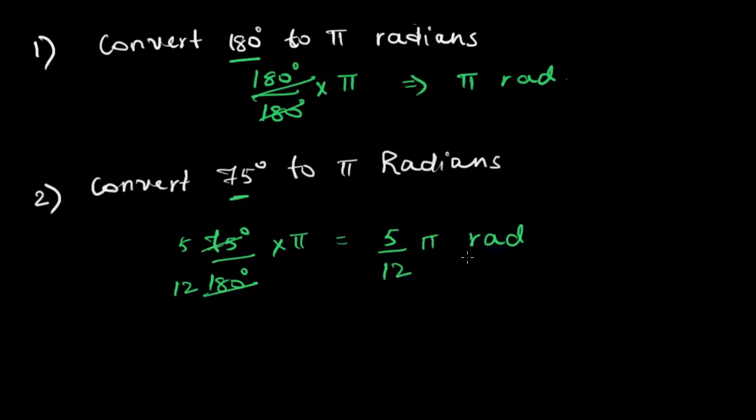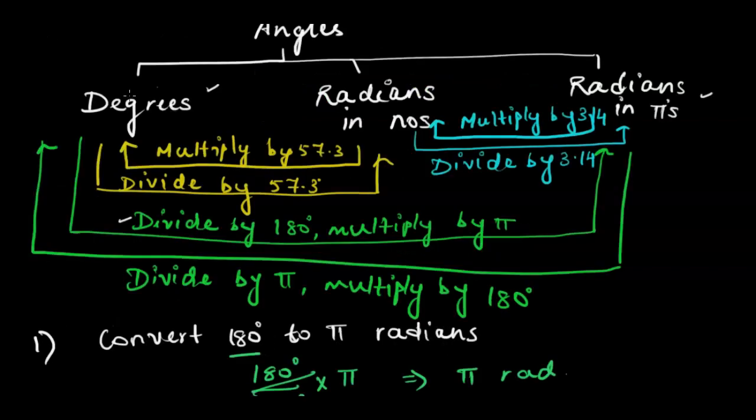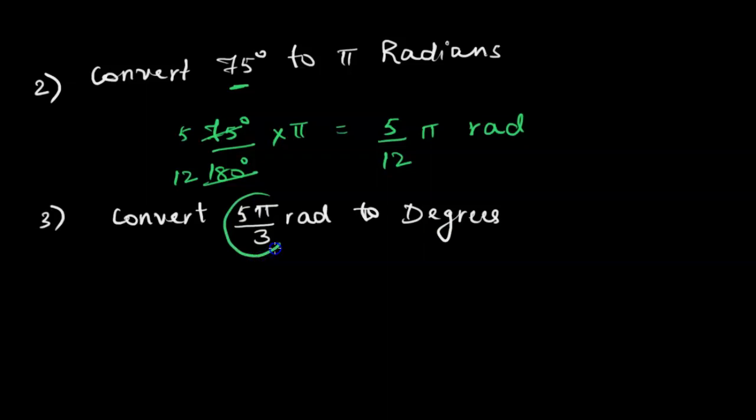Let's take up another example for converting pi radians to degrees. Here we have to convert 5 by 3 pi radians to degrees. Since we are again using the relationship between degrees and pi radians, we have to use this green relationship. However, we are going from radians in pi to degrees. So we use this rule, that is divide by pi multiply by 180. We use the given value in pi radians, that is 5 pi by 3. We divide it by pi and we multiply it by 180 degrees. Pi and pi get cancelled. 3 times 60 is 180. 5 times 60 is 300 degrees, which is the answer.